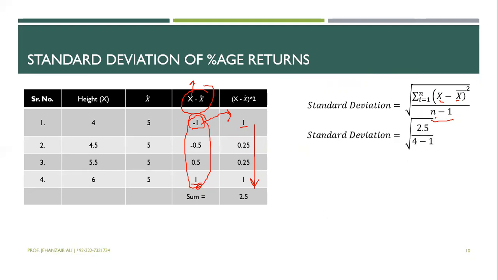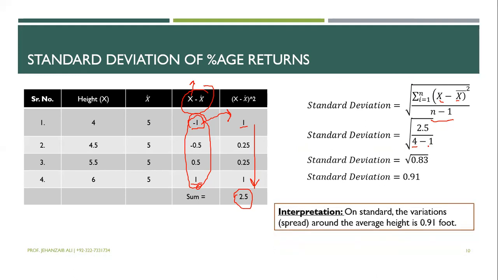So in this case, the numerator is 2.5, as has been calculated in this column, and the denominator is, there are four individuals, 4 minus 1, which is equal to 3. 2.5 divided by 3 is 0.83, and taking the square root of that will give you the value of 0.91. And now coming to the interpretation, the variation or the spread around the average height is 0.914. So we can say that the variation around the average height is 0.914.